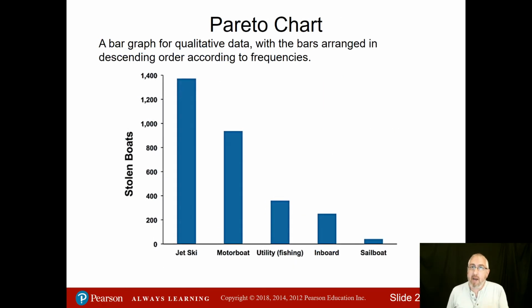Pareto charts are kind of like a bar graph. You can see you just have some bars, but it's looking at qualitative data, not quantitative data typically. So in this case, you have the different types of sailboats, and then you have the stolen boats on the vertical side, the number of times they've been stolen. The one thing that is important about a Pareto chart is that it starts with the highest frequency and then it decreases throughout. So in this case, you can see what's going on here, but again, we're not going to be using these ones either.